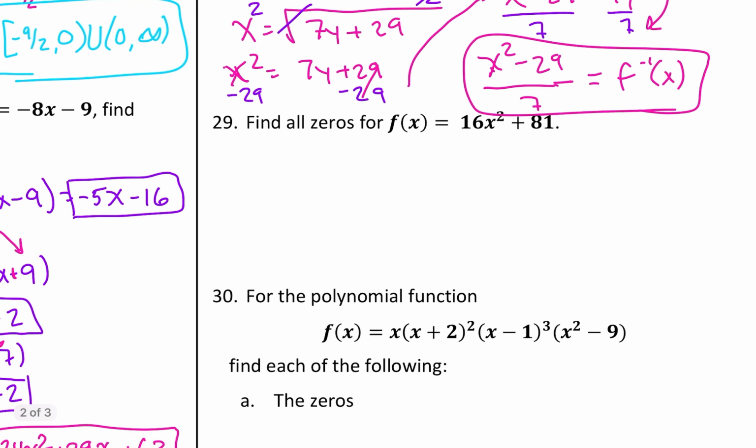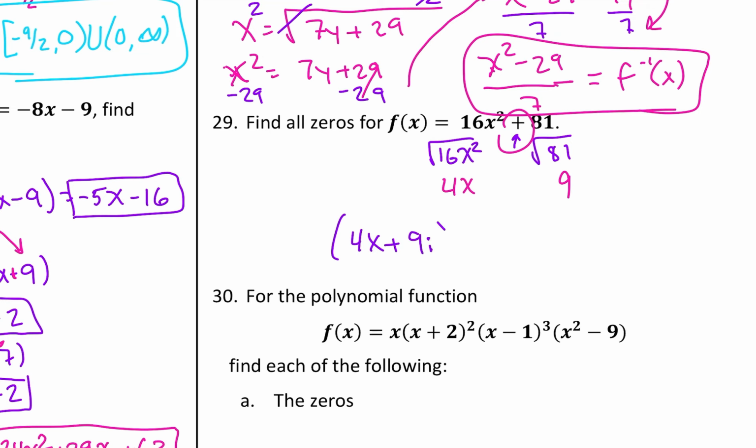For 29, it asks us to do f of x equals 16x squared plus 81. We want to factor that. I recognize that this right here is a sum of two perfect squares because I can take the square root of 16x squared. I can take the square root of 81. And when I do that, I get 4x and I get 9. If it was a difference of two squares, that is subtraction, we would do 4x plus 9 and 4x minus 9. But if it's a plus sign, this is where we've got to include the imaginary solution. So we get 4x plus 9i and 4x minus 9i.